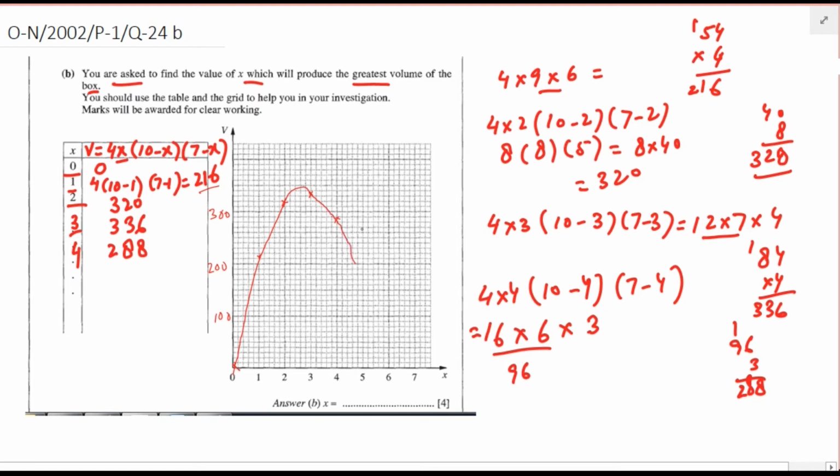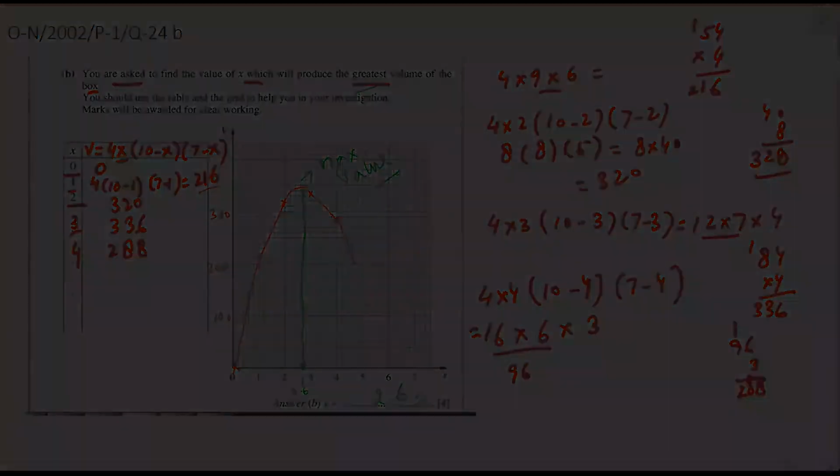Now for the peak value of V, the corresponding value of x on the x-axis is equal to 2.6. So the value of x is equal to 2.6. So this is the maximum value of V. So this is our answer.